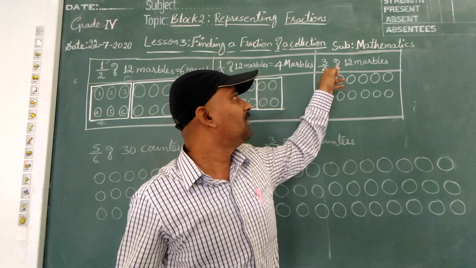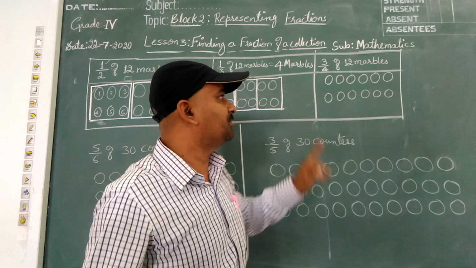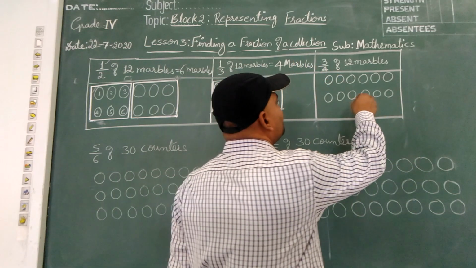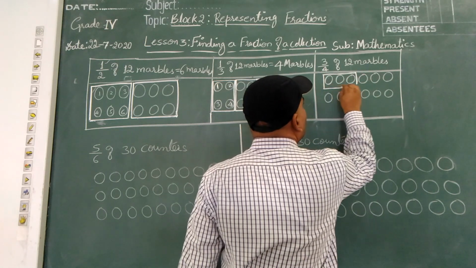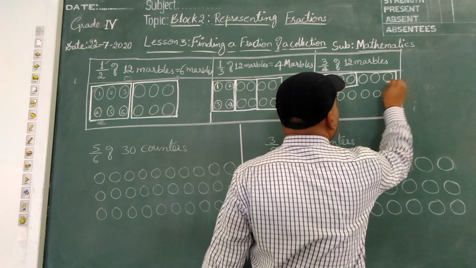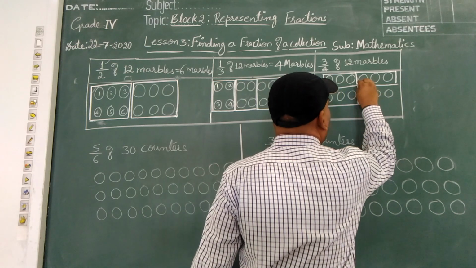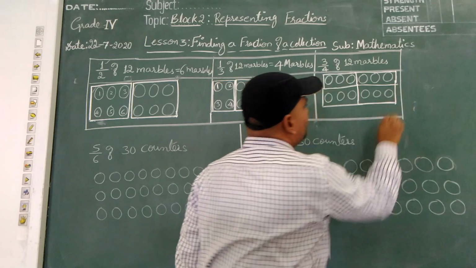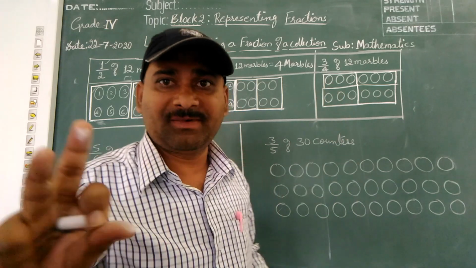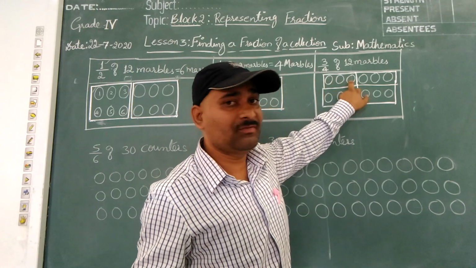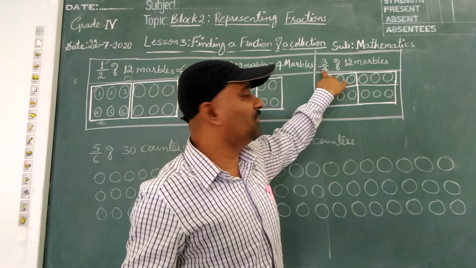How many groups? 4 groups. Denominator shows groups. So make 4 groups. 1, 2, 3, and 4. See children, 4 groups. In each group, 3 marbles you are finding now. 1, 2, 3 in one group, second group 1, 2, 3, third group 1, 2, 3, fourth. So total 4 groups.